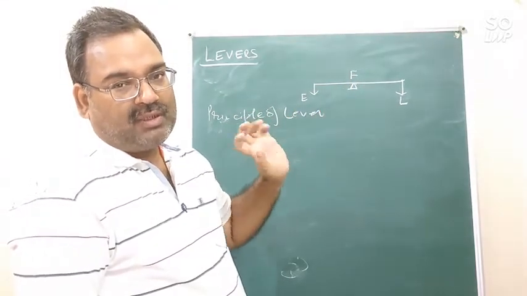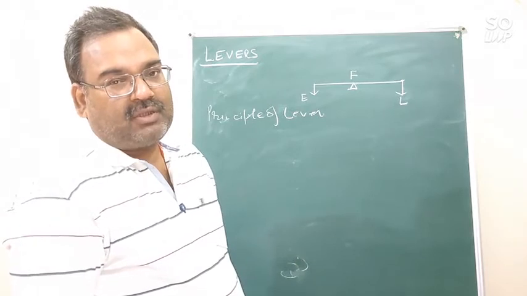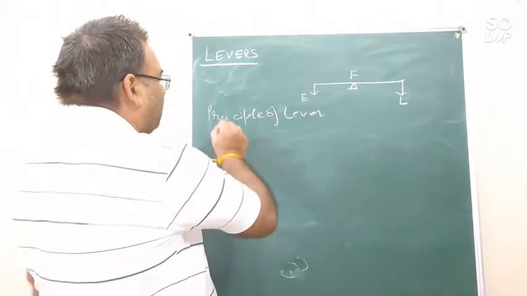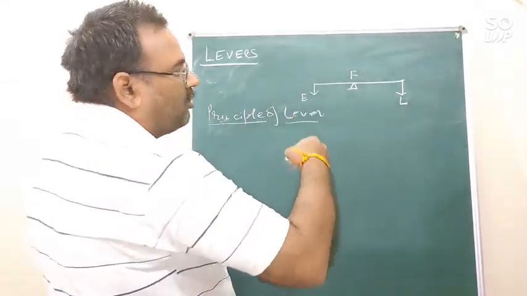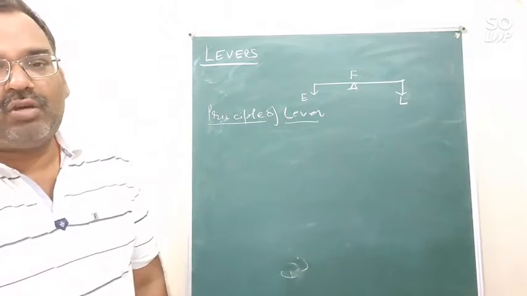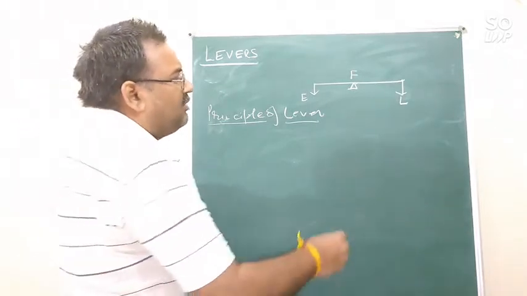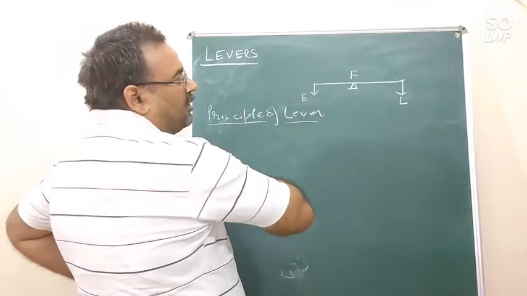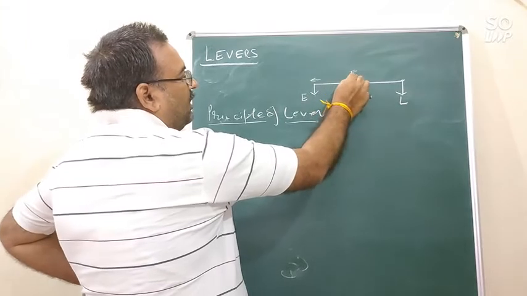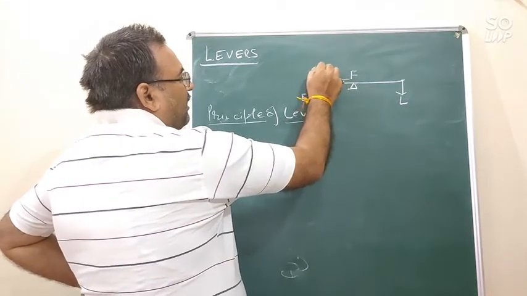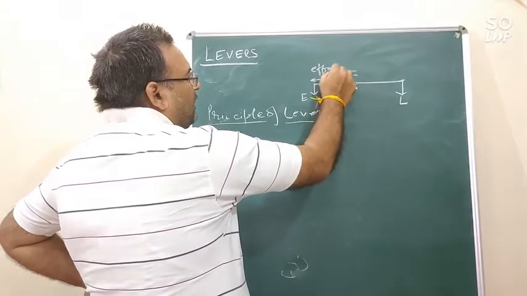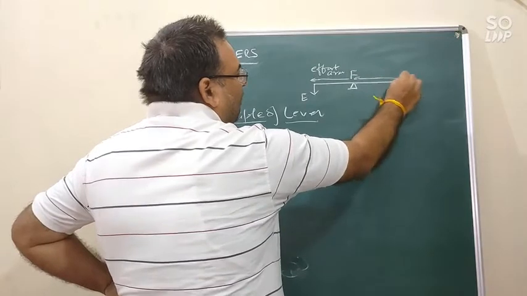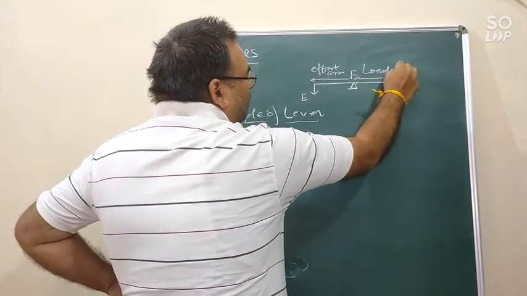Now you know what is moment. Moment is force into perpendicular distance from the line of action of force. So this is known as the principle of moments, or otherwise we can say the clockwise moment should be equal to the anti-clockwise moment. This point is known as the effort point. The distance of the fulcrum to the effort point is known as the effort arm. And the distance of the load to the fulcrum is known as the load arm.